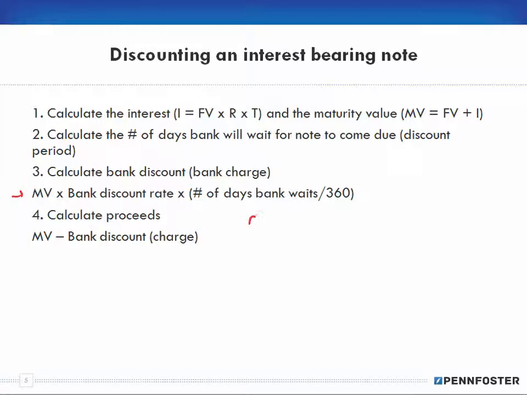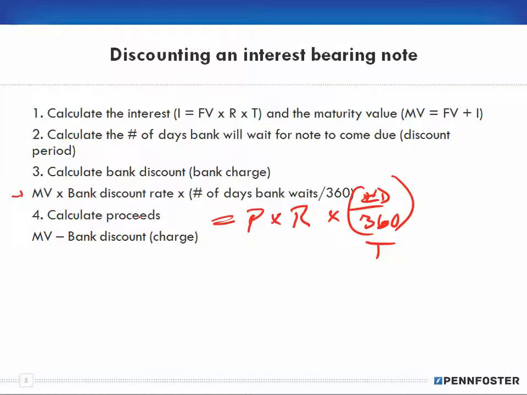Maturity value, principal times bank discount rate times time, days, right? Number of days over 360, right? That's a time component, right? So associate what you need to do here with that formula.